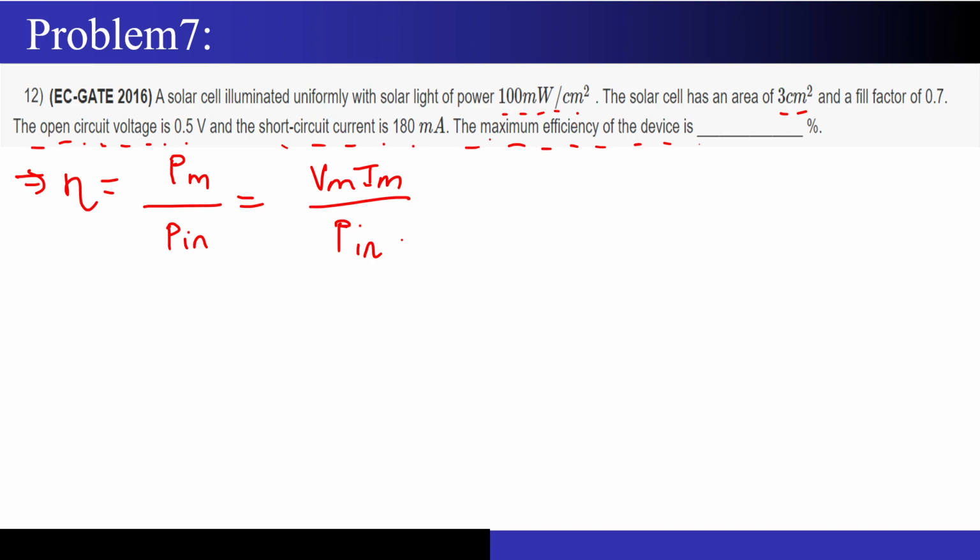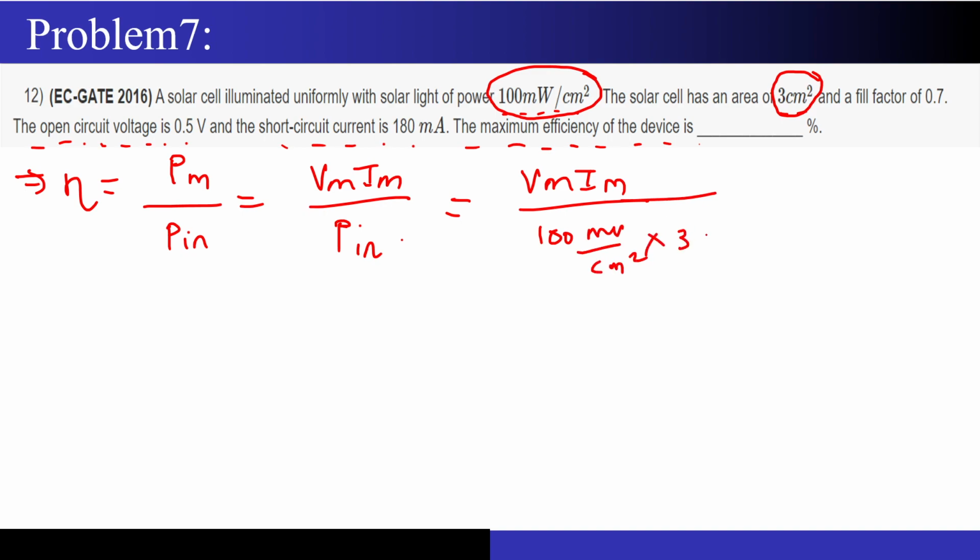So the Pin that you are seeing, this is the intensity. The moment I multiply this intensity with this area, I will get the power, right? So let me just do it very quickly over here. 100 milliwatt per centimeter square, if I multiply it with 3 centimeter square, the area will get cancelled, and what I will be left with is Pin, around 300 milliwatt. Correct?